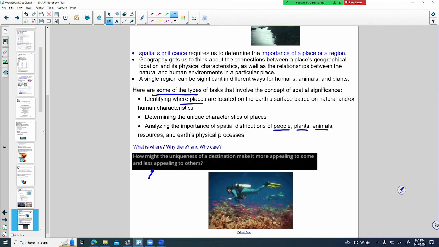For example, how might the uniqueness of a destination make it more appealing to some and less appealing to others? So if you're planning a vacation, you might choose a place that's more appealing to what you like to do. For example, you might like underwater scuba diving, or maybe you prefer to do some skiing. So the uniqueness of the destination will determine where a person might want to go.